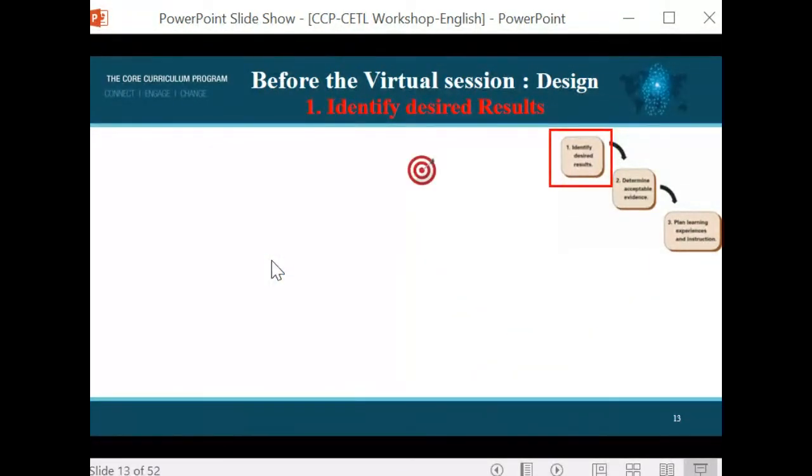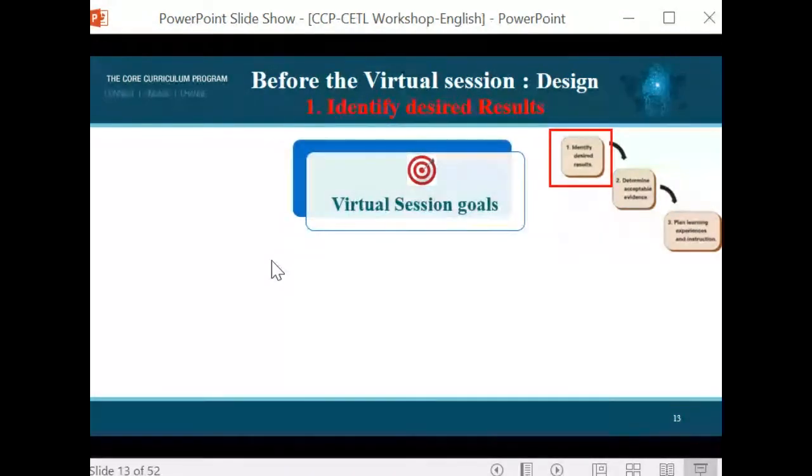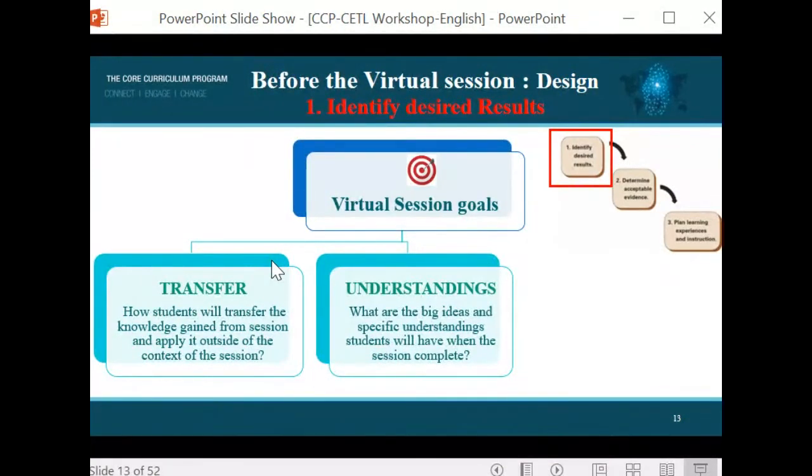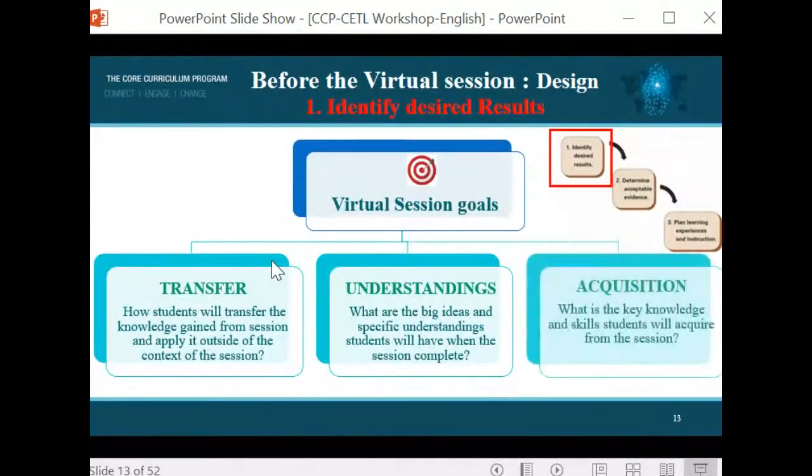So identify desired results means that we should first define the session goals or learning objectives in terms of transfer, where we identify how students will transfer the knowledge gained from the session and apply it outside of the context of the session. The understanding goals, where students ask what are the big ideas and specific understandings students will have when the session is complete. And for the acquisition goal, we identify what key knowledge and skills students will acquire from the session.